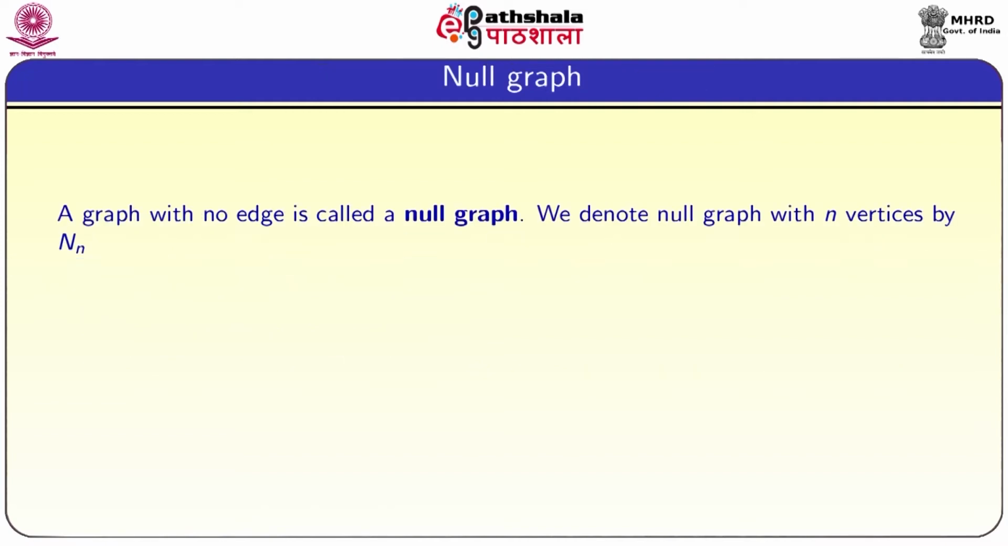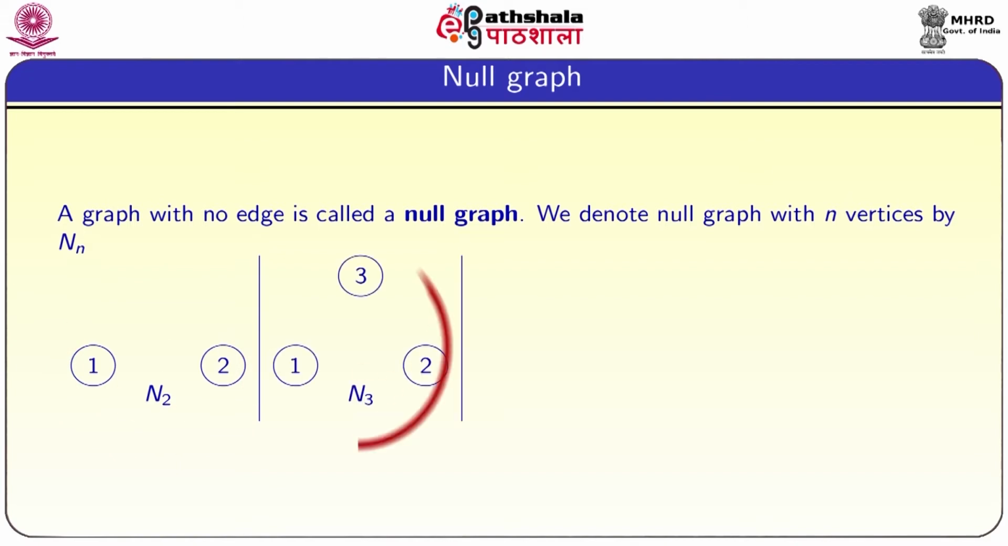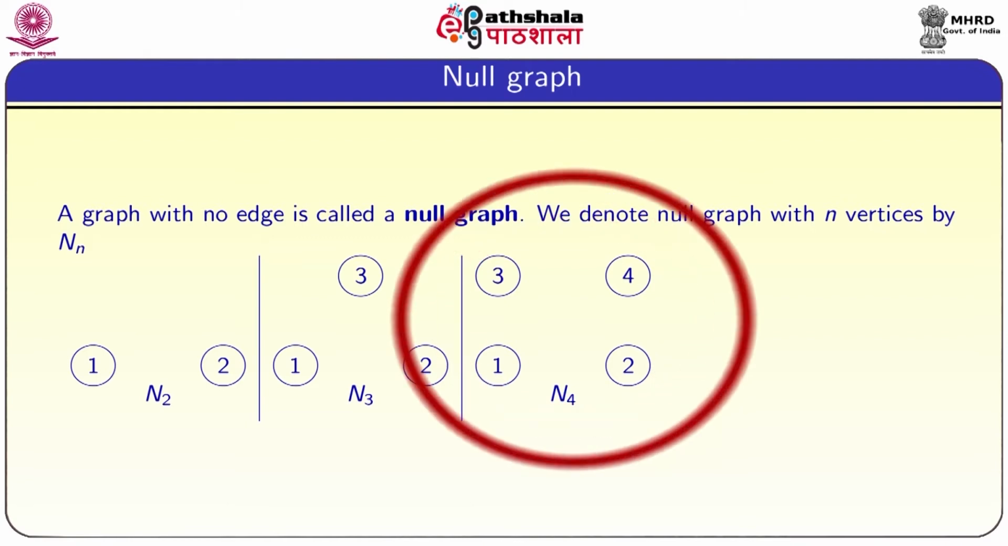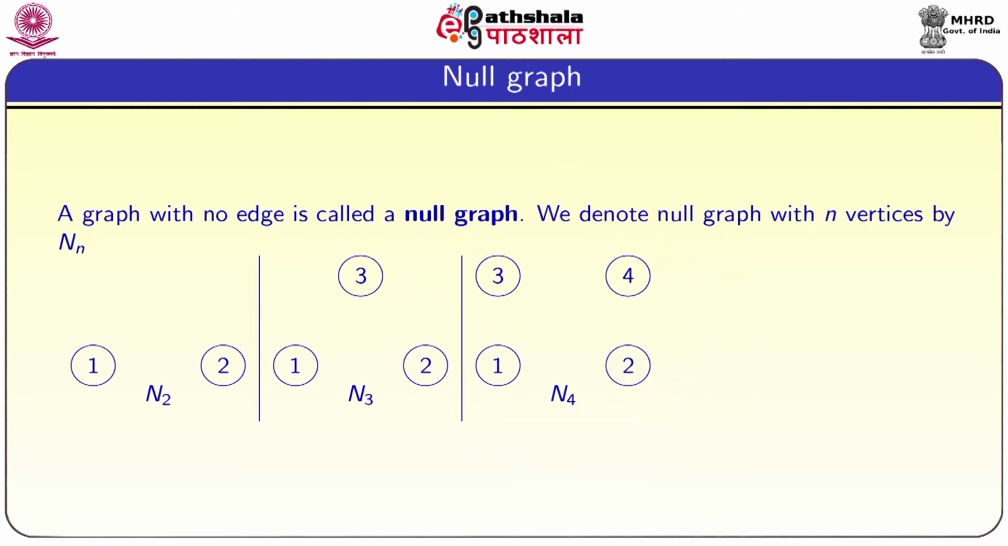Now we are going to look at another graph called the null graph. A graph with no edge is called a null graph. That means here there are no edges at all, so each vertex is an isolated vertex. We denote the null graph with n vertices by Nn. For example, the graph N2 has two vertices 1 and 2 and there is no edge between them, and N3 has three vertices, with no edge between them. So all three vertices are isolated, the degree of each vertex is 0. And similarly N4 with four vertices, no edge between them.